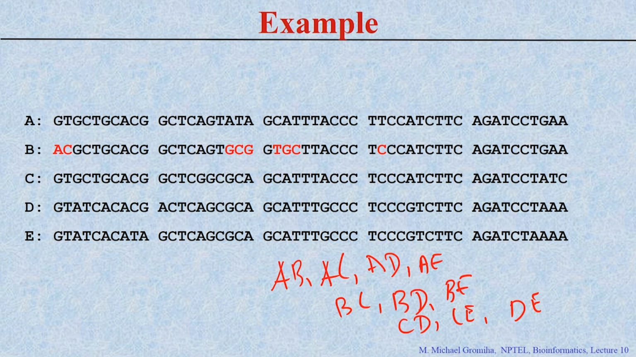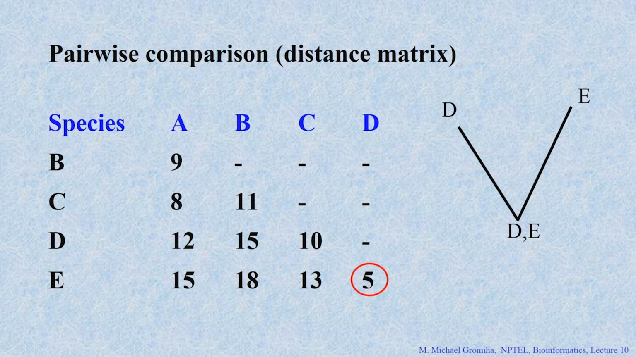Based on the distance, right? For example, if it is A and B, we take the sequence A and B, compare these two sequences, and count the number of mismatches. How many mismatches between A and B? 9. Okay, I put 9.